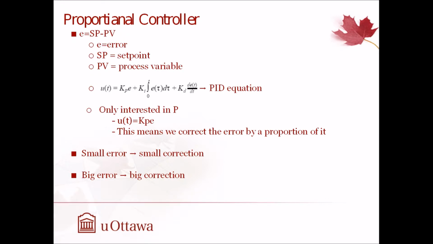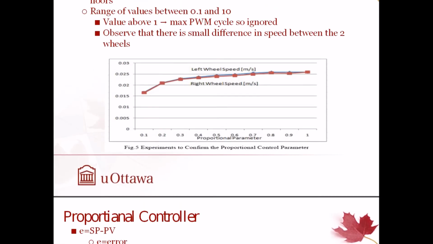Now, below that, you can see the full equation for PID controller. This paper is only interested in the P side of it, so we're only taking U of t equals Kp times the error. So this means we only correct the error by a portion of it. Small error, we're going to apply a small correction, and the big error, a big correction.